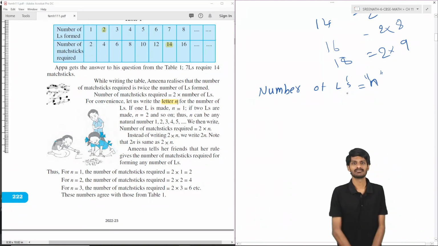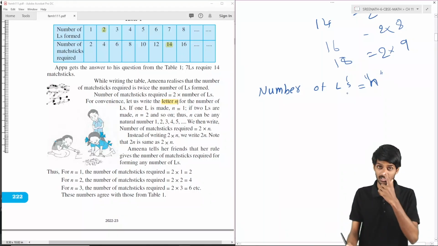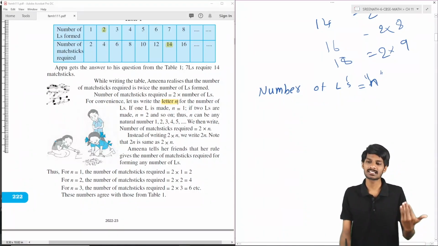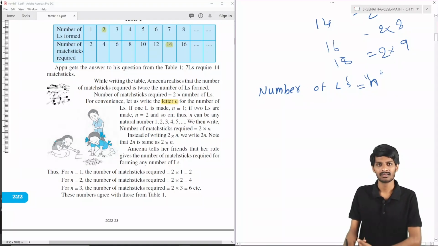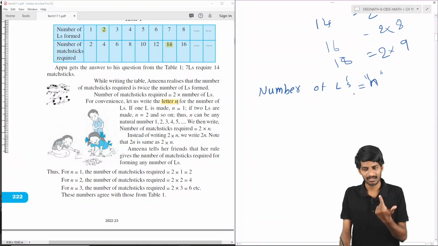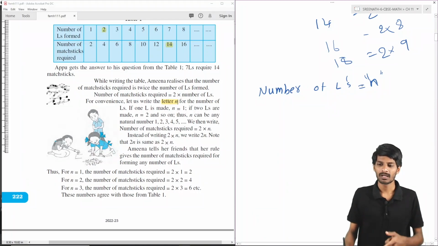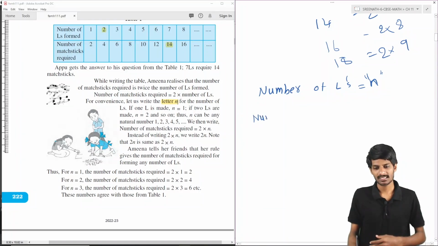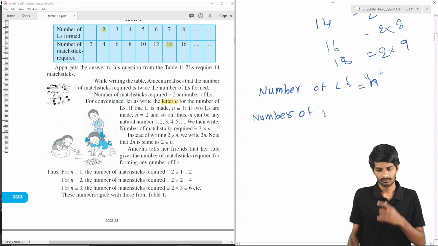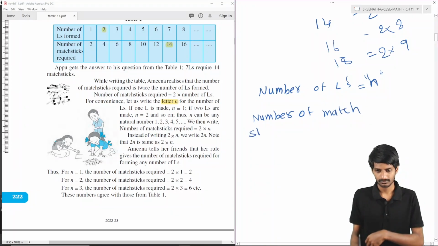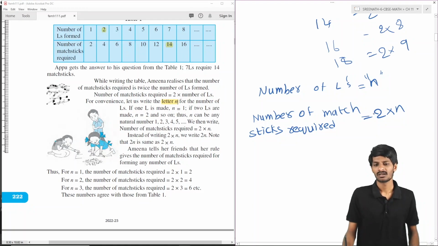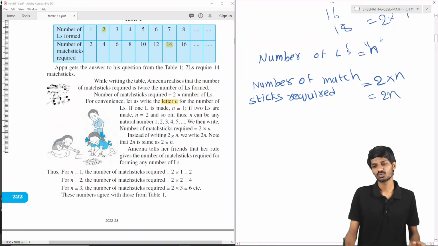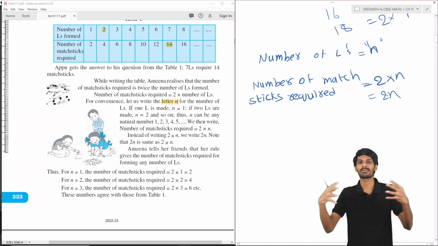If somebody comes in and asks how many mastics are required to make 15 L's, then you will replace this N with 15. So by simply replacing N with those numbers and multiplying it with 2, you will get the number of mastics required. So as you know, the number of mastics required is equal to 2 into N simply, or you can simply write it as 2N. 2N and 2 into N mean the same. 2 and N are multiplying.